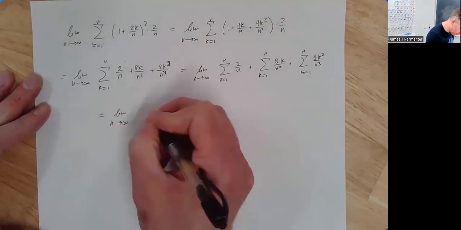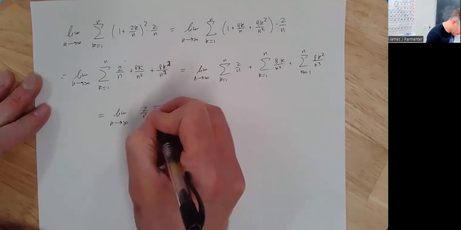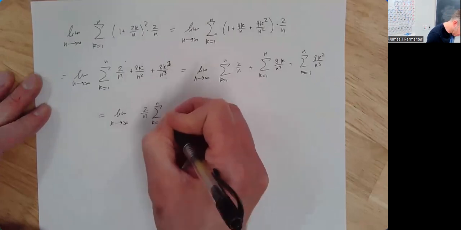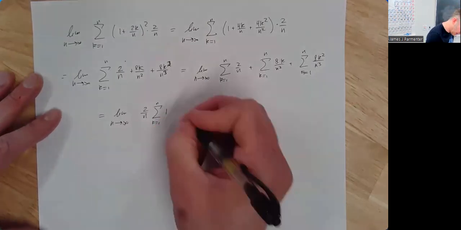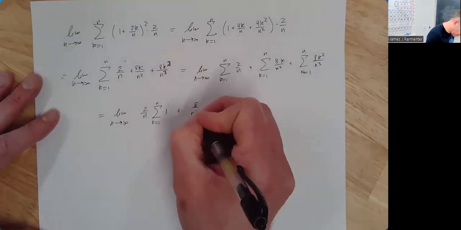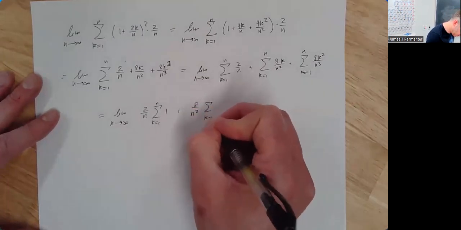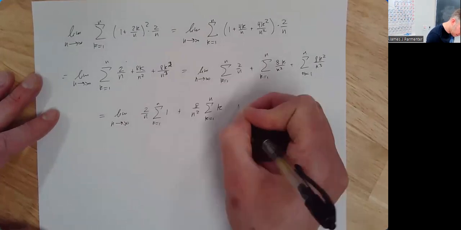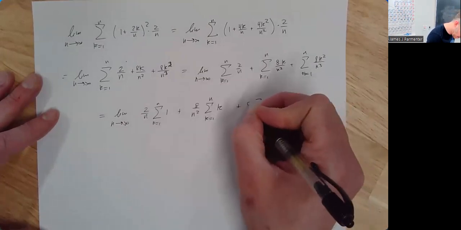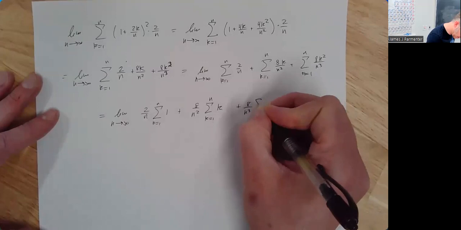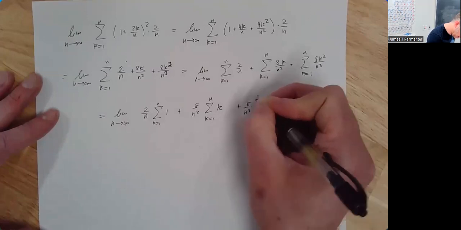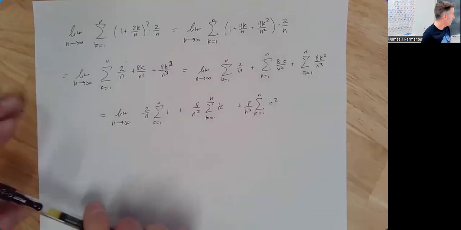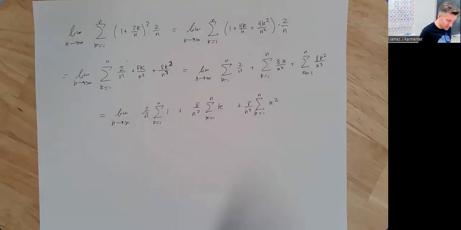So I'm going to pull out all the constants, meaning I'm going to write this as the limit as n goes to infinity of 2 over n times the sum from k equals 1 to n of 1, and 8 over n squared times the sum from k equals 1 to n of k, plus 8 over n cubed times the sum from k equals 1 to n of k squared. And now, the things that are left inside the summations, we know the formula for those summations. That's what we talked about at the beginning of class.